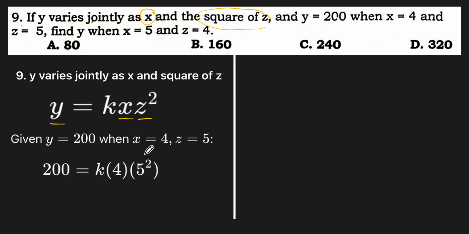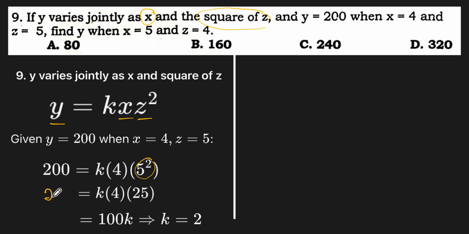We change the value of y, x, z. So we have this one, and then simplify the 5 squared, which is 25, times 4 times k. I think we have 200 here. And then 4 times 25 is 100k. So we have 200 here. And then dividing both sides by 100 will give us 200 divided by 100, that is k equals 2. That is the constant of this variation. So the new formula would be y equals 2 times x times z squared.